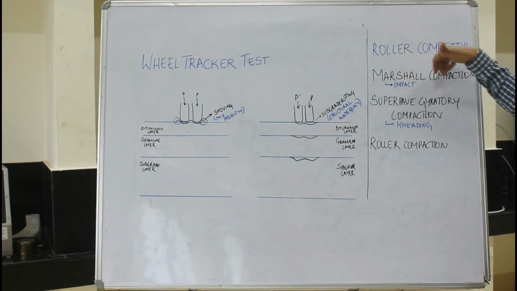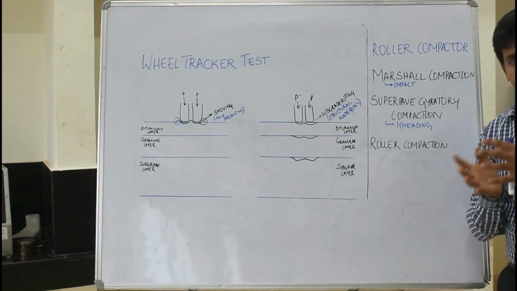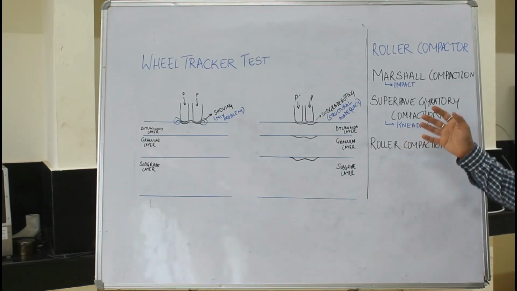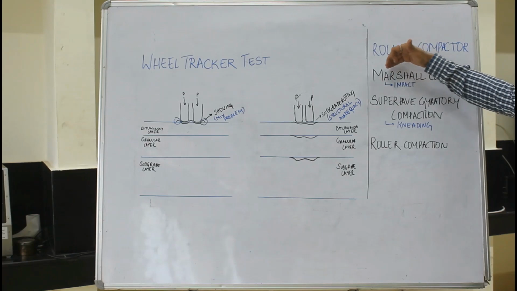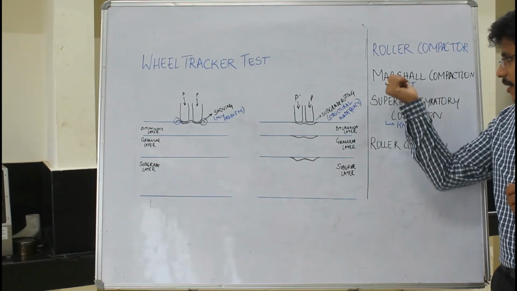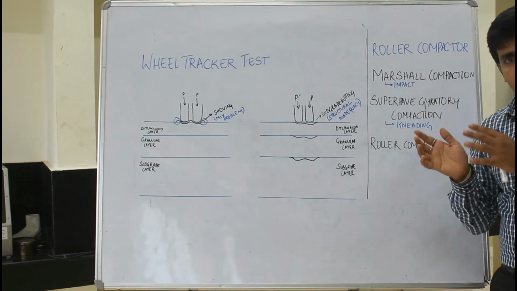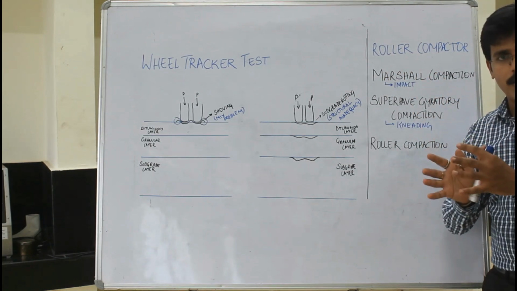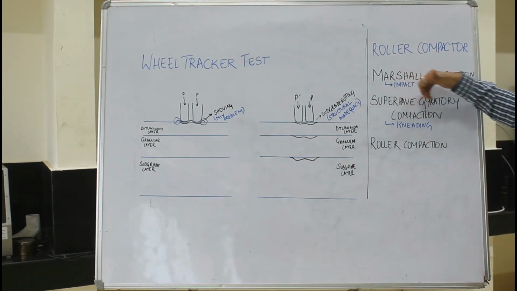In the Marshall compaction, we use impact load, with a Proctor hammer. The same kind of hammer is used with different weight and height of fall. So we impact the prepared hot mix using this Marshall hammer. It is impact loading, which is quite far from the actual loading or the actual compaction that happens in the field.